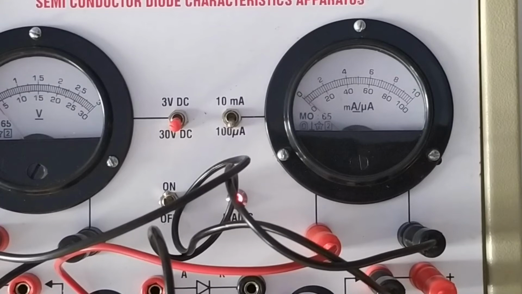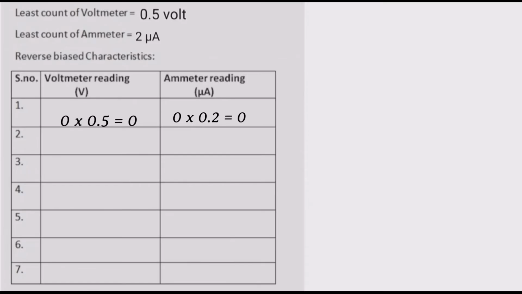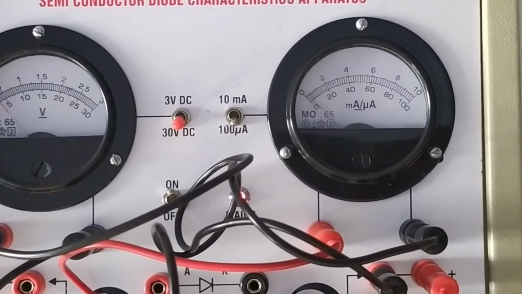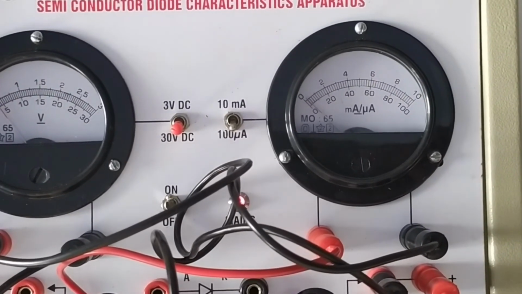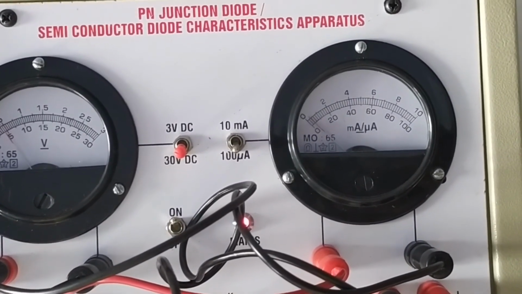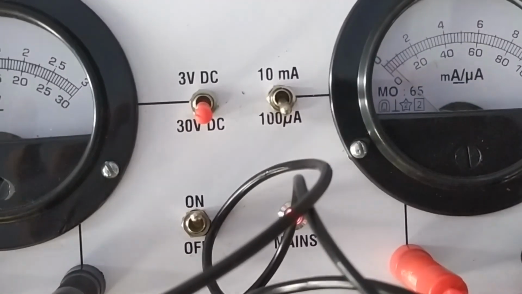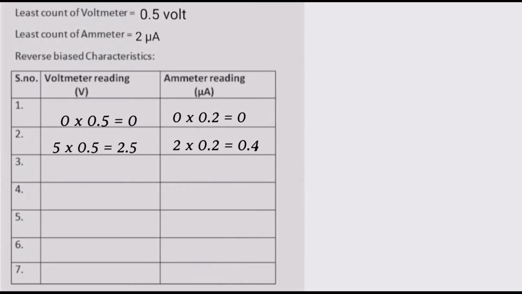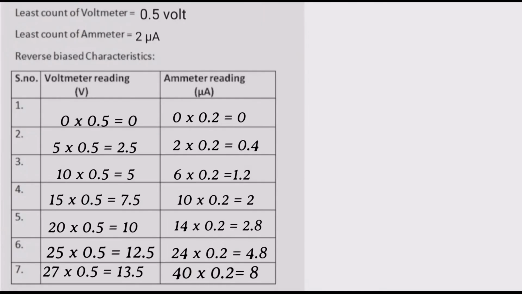Voltmeter needle is pointing at the 5th division and ammeter needle is pointing at the 2nd division. For the next reading, voltmeter needle points at the 10th division and ammeter needle points at the 2nd division. Like this, following the same procedure, we have obtained the following readings.